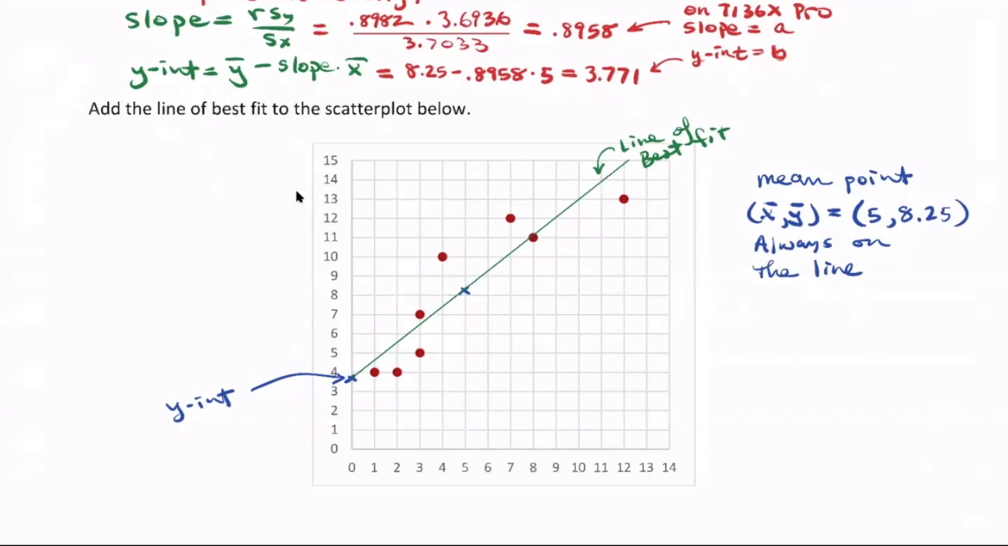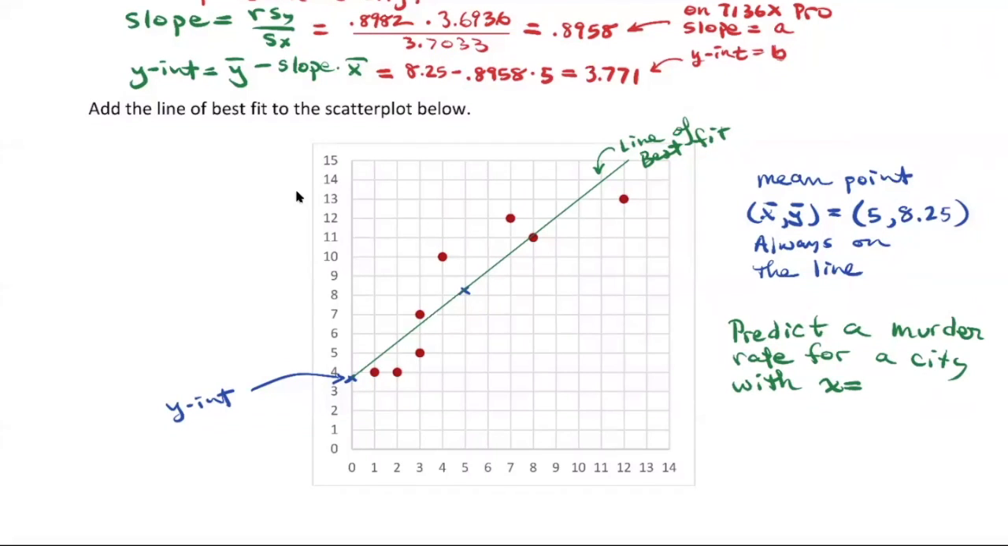So as far as homework goes, get yourself through chapter 3, where you're going to be computing r and interpreting r and computing equations of lines of best fit and also making some predictions with it. So the idea with predictions is, you know, predict a murder rate for a city with x equals, I'm going to say 6, which means 6,000 automatic weapons. Got it? That seems like so many.